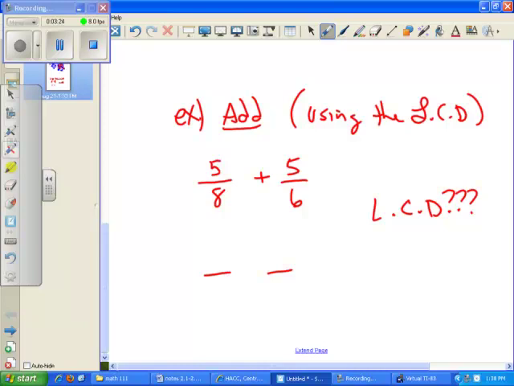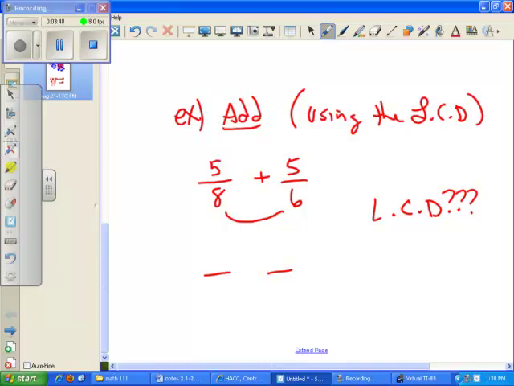Okay, so some people have what I call good number sense, and they look at numbers and they see it and they feel it. What if that's not you? What could you do? Ah, I'm glad you said that. If you took 8 times 6, you would get 48, which is a common denominator, but it's not the least common denominator. So let's make a recipe.